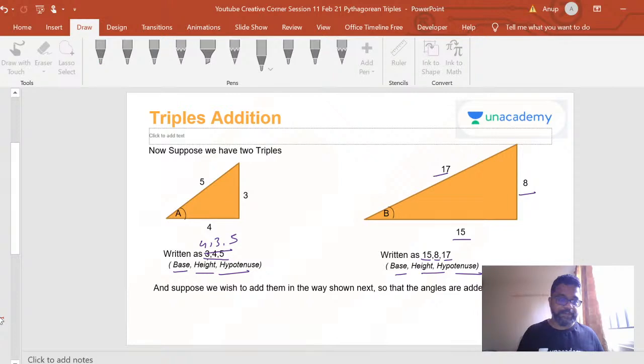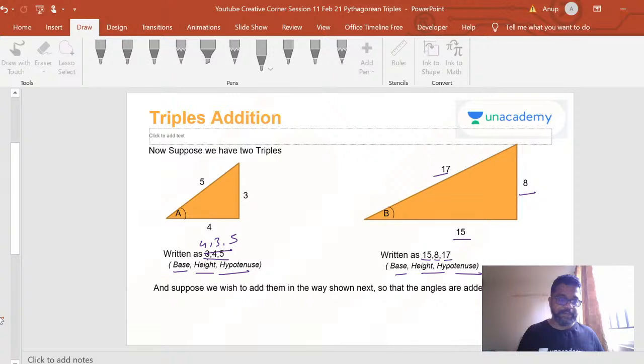So this is how I'm going to be representing a triple, and so I will get to the first problem here that I'm going to solve. Suppose you have two triangles like these. This triple is your first triangle and this is your second triangle. Just the sides are different, and you have this angle A.